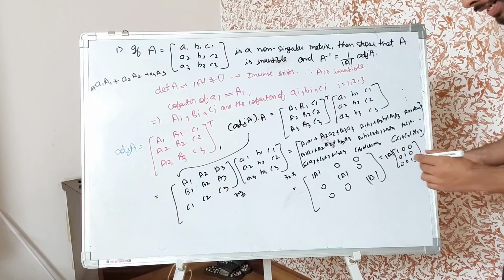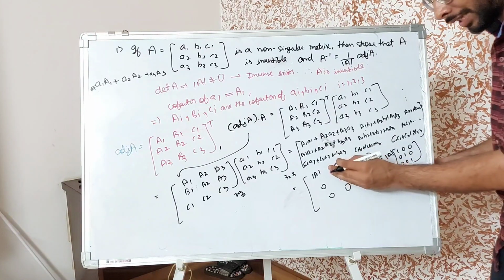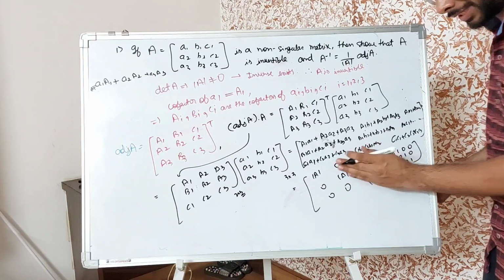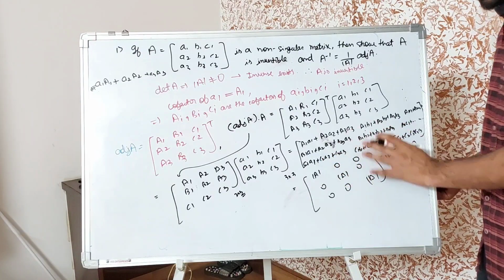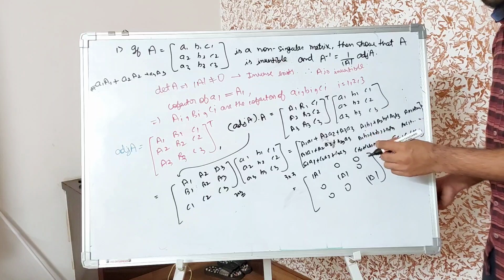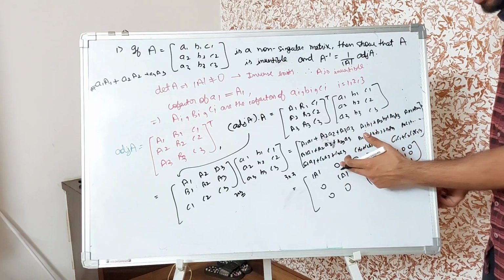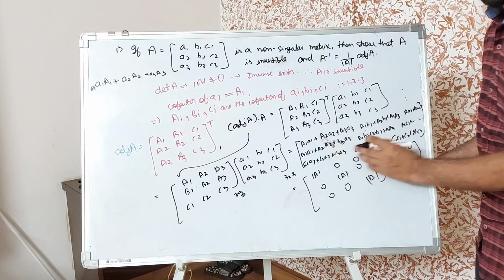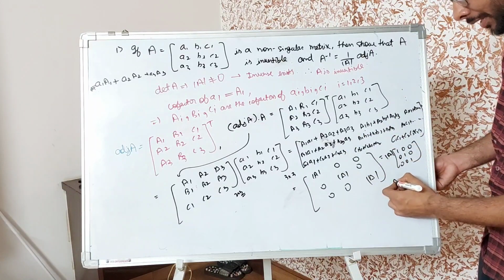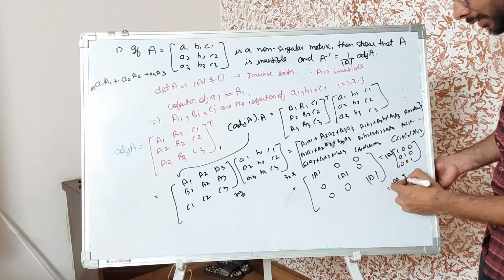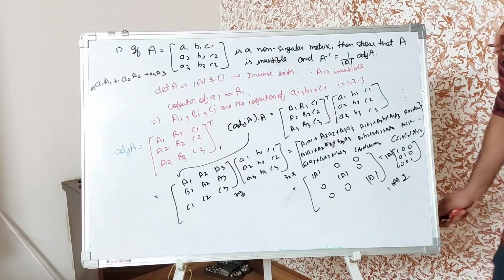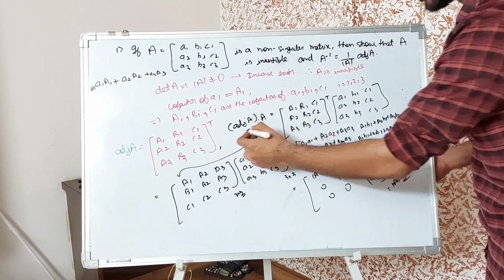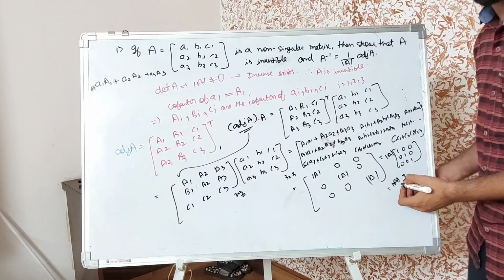Very important for us to understand, in a matrix we can take something common only if that number or element is common in all the elements. This can be written as 0 into determinant of A. Sorry, so determinant of A we can take common. So this is going to be determinant of A into I. So the first thing is, I guess, clear with everyone: adjoint of A multiplied by A is equal to determinant of A into I.